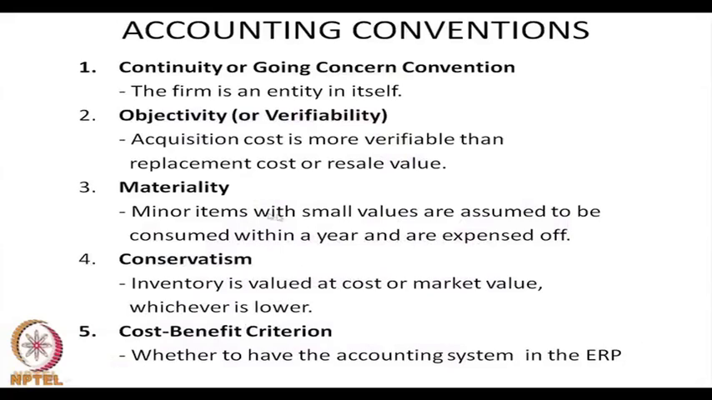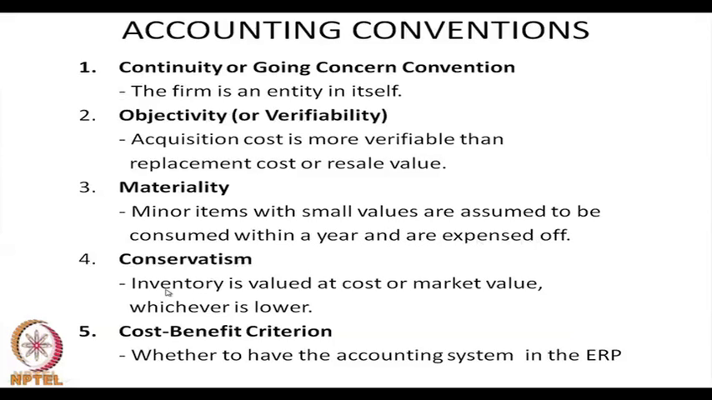Instead, they are expensed off immediately as if they are consumed, although an inventory may be available, yet the expense is shown as consumption expense. So, they are expensed off. Minor items with small values are assumed to be consumed within a year and are expensed off.